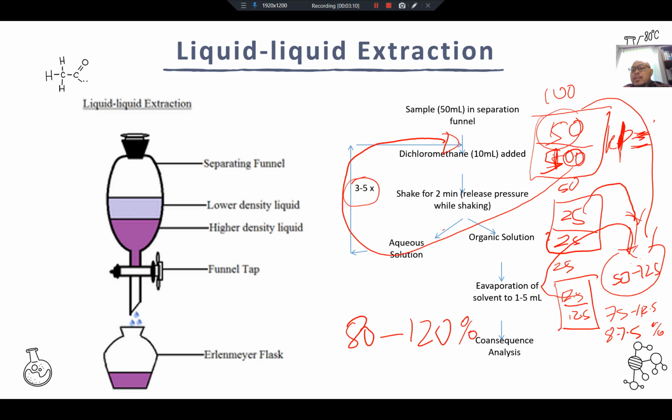What you can do after you collect everything is evaporate the solvent. You can reduce it back to the desired volume that you really want. After that you can do the analysis that you want. Let's say you want to focus on liquid chromatography, or gas chromatography, or you just want to do UV-Vis, or NMR, or ATR-FTIR. You can do that after you complete all the steps.